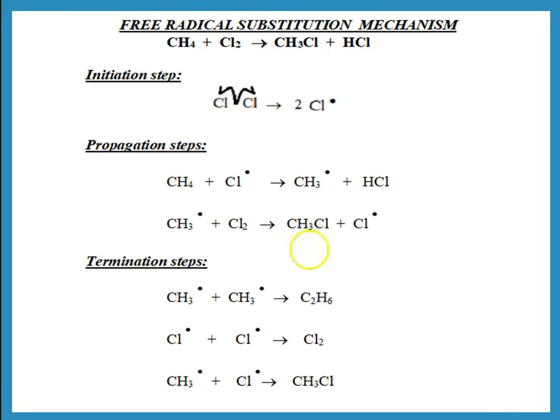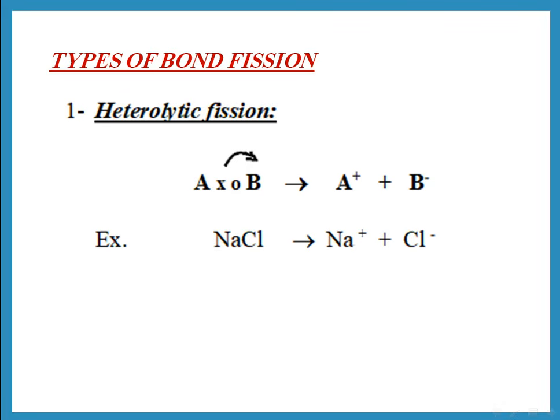So either we have a CH3 radical with CH3 radical, so that forms C2H6, or a chlorine radical with a chlorine radical, this forms Cl2, or a methyl radical with a chlorine radical, and this forms CH3Cl. And once these termination steps happen, the mechanism ends. So this is a free radical substitution mechanism, and you need to know how to draw all of these steps.